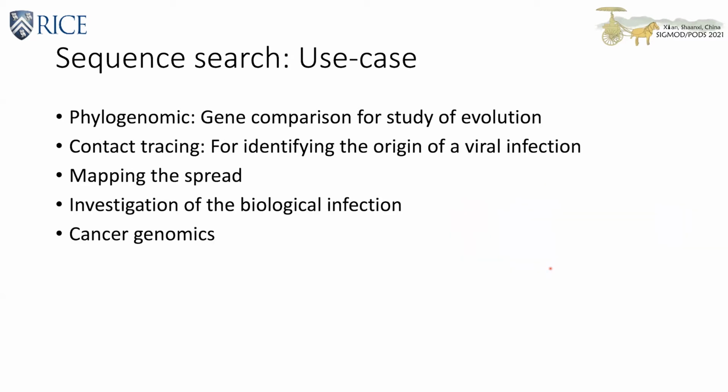There are plenty of use cases for sequence search. In phylogenomics, we use gene comparison. Other uses include contact tracing for identifying the origin of a viral infection and mapping its spread, investigation of biological infections, and cancer genomics.